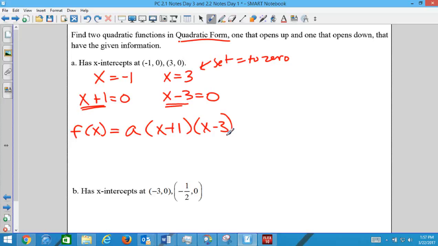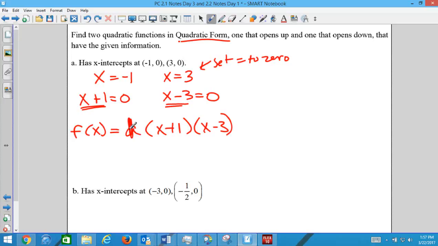It could be 1, or greater than 0. Anything greater than 0. So what kind of number can a be? Positive. Now if I want it to open down, then a can be any negative number. What number would you like to choose? Let's go with 1. Let's keep it simple. So let's make a 1.